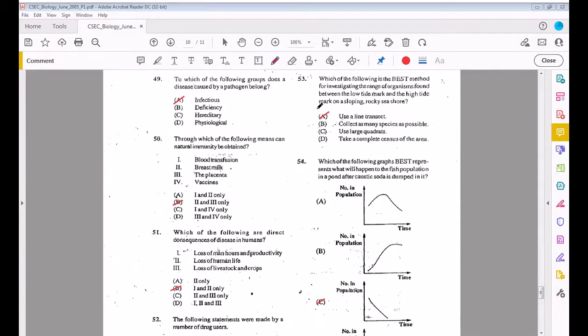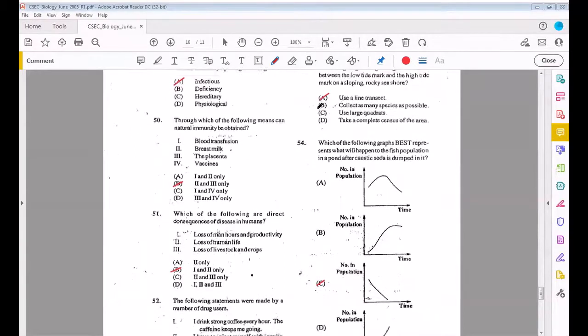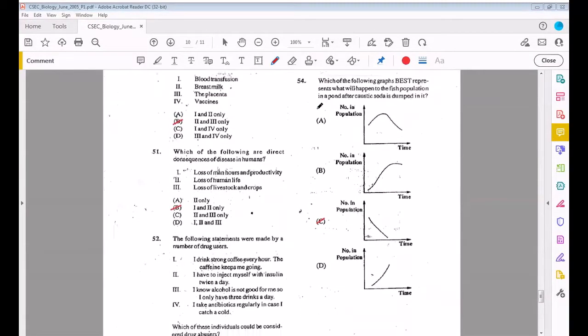53. Which of the following is the best method for investigating the range of organisms found between low tide mark and high tide mark on a sloping, rocky seashore? The answer is A, the use of line transects. Again, we've bounced up that question before.